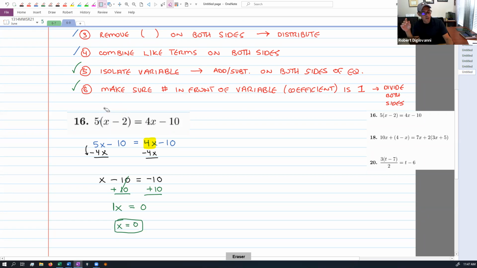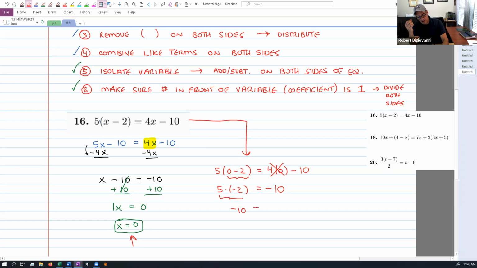So let's just make sure we understand what we're saying here. We're saying that if you take this equation and you replace all the x's you see with zeros, because our answer was 0, if I just rewrite the problem and I replace all the x's with zeros, this should be a true statement when I'm done. So now I have to simplify this using order of operations. This becomes 5 times, when I put those together, 0 take away 2 is negative 2. Then over here, 4 times 0 goes away, I'm left with negative 10. And when I multiply those together, I get negative 10, and that does in fact equal negative 10. That's a true statement.